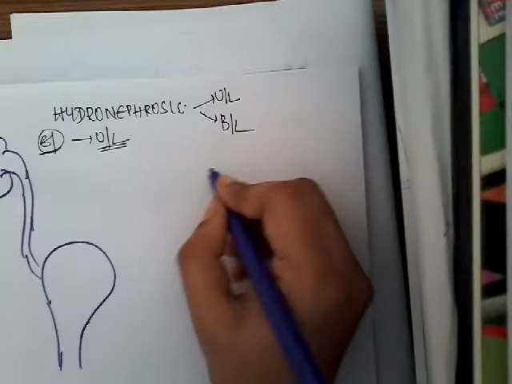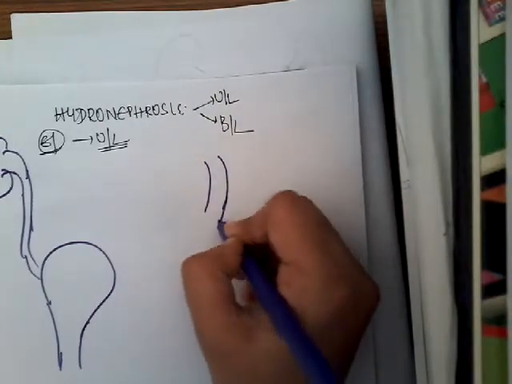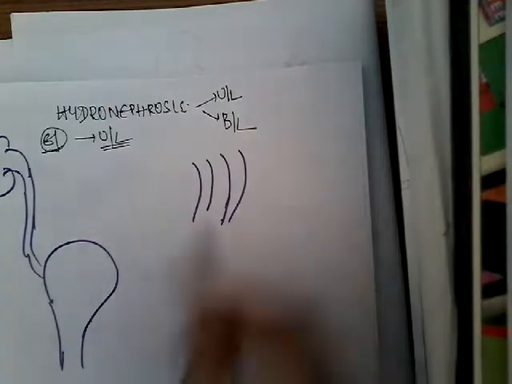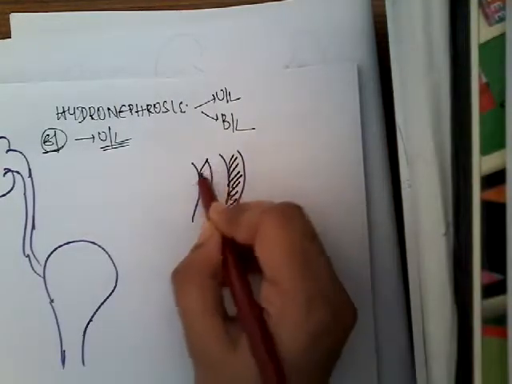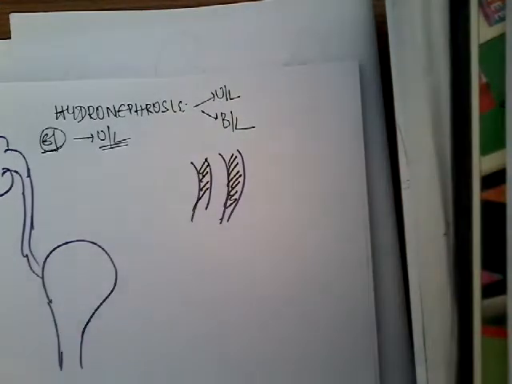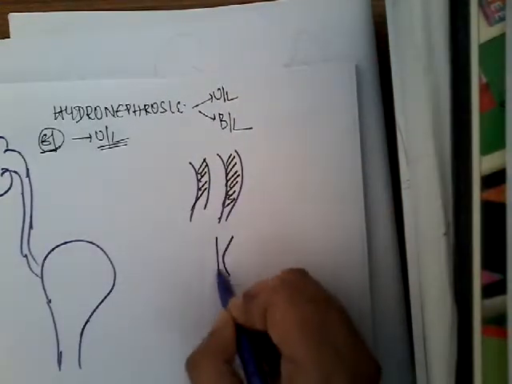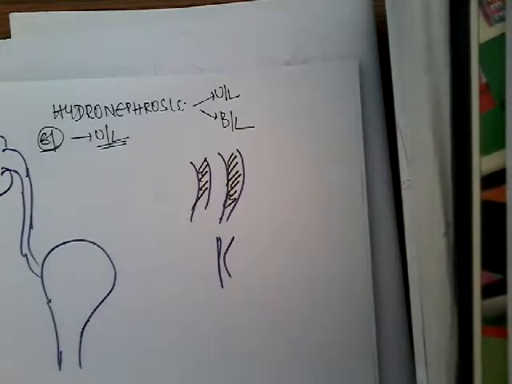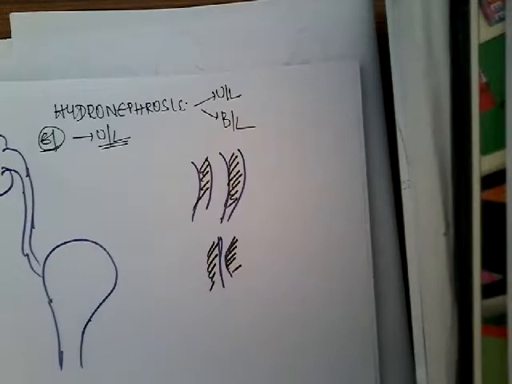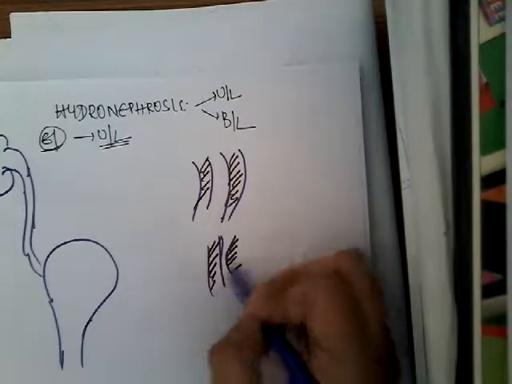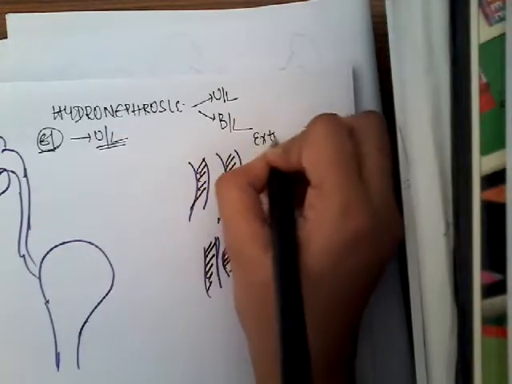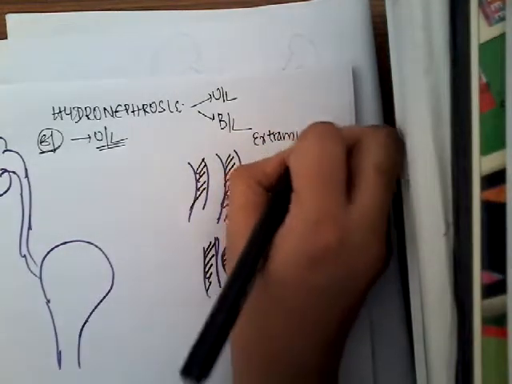First, let me explain about the extramural obstruction. Extramural tells that this is the ureter. So here, this is the wall of the ureter. There is something which is coming from outside and pushing the ureter wall. As a result, it is obstructing it, thus causing obstruction. So this is called extramural obstruction of the kidney.